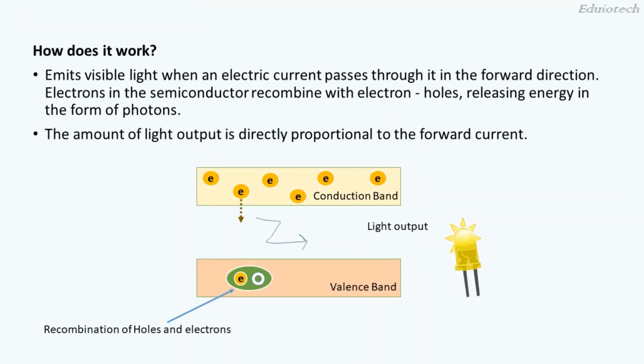How does an LED work? It emits visible light when an electric current passes through it in the forward direction. Electrons in the semiconductor recombine with the electron holes, releasing energy in the form of photons. That amount of light output is directly proportional to the forward current.